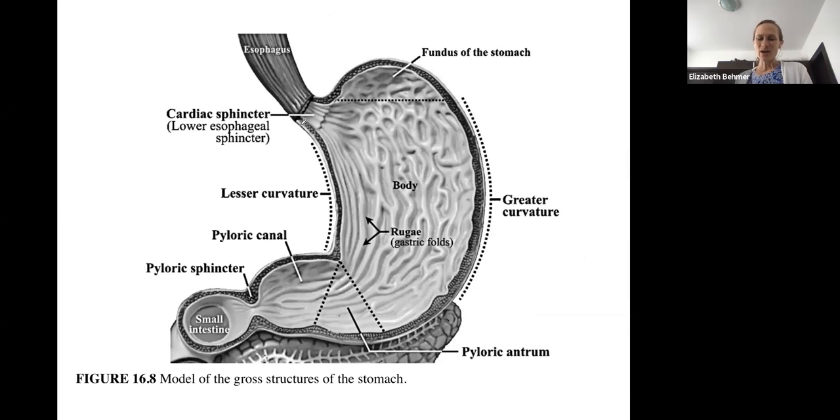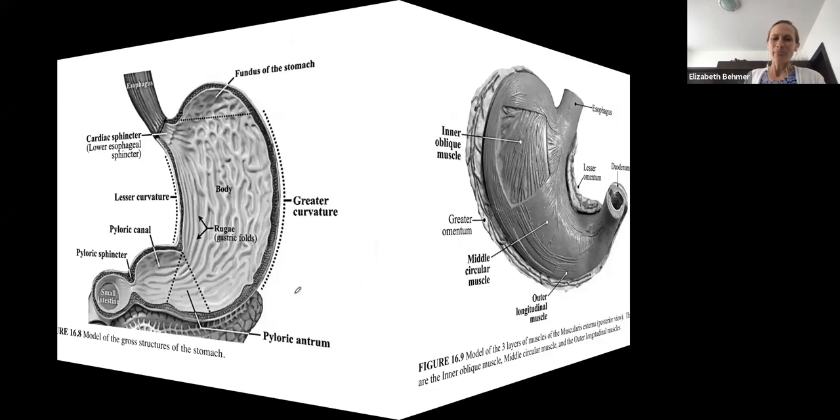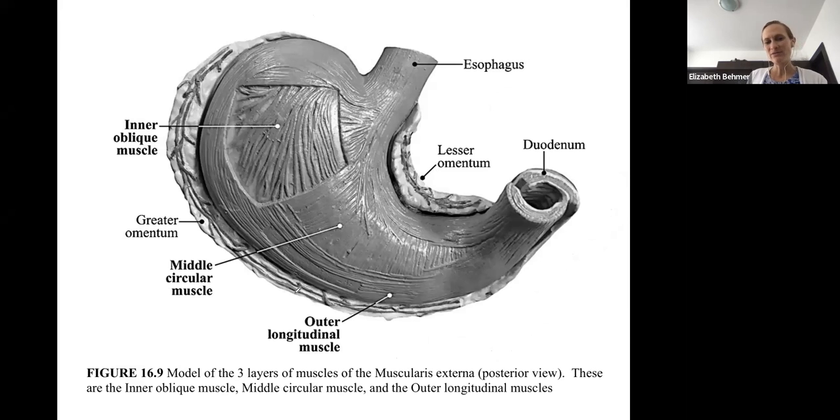Here's another view of the gross structures of the stomach. The pyloric antrum is kind of this triangular shaped structure before we enter into the pyloric canal. So again, use the virtual lab link from Dr. Chuang to practice labeling all these parts of the stomach as well. This will show you the different muscular layers of the stomach wall: the outer longitudinal layer, the middle circular layer, and the inner oblique muscle layer.